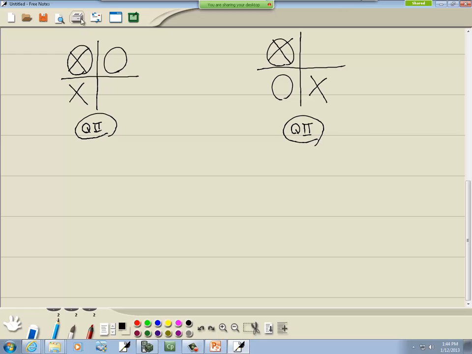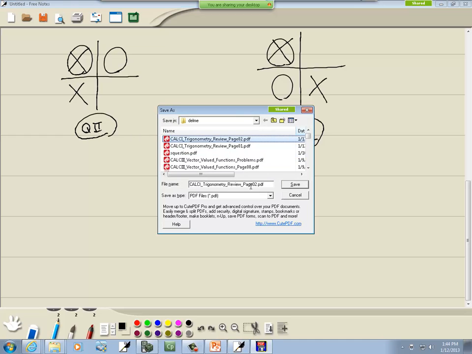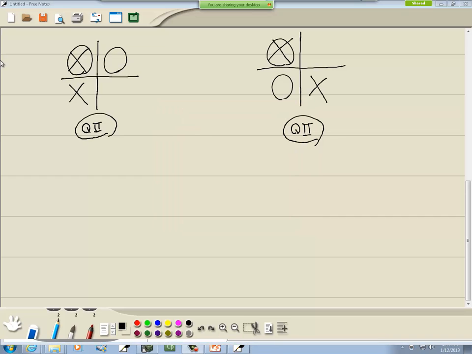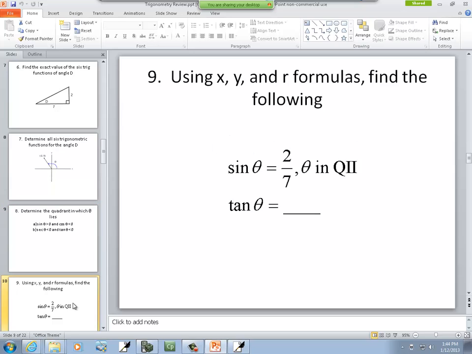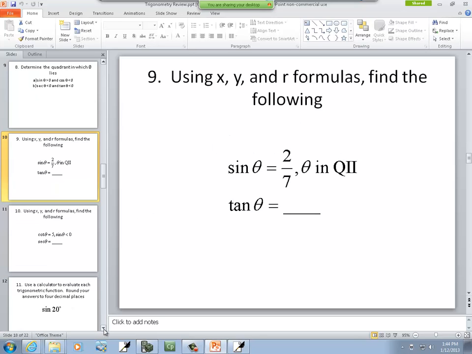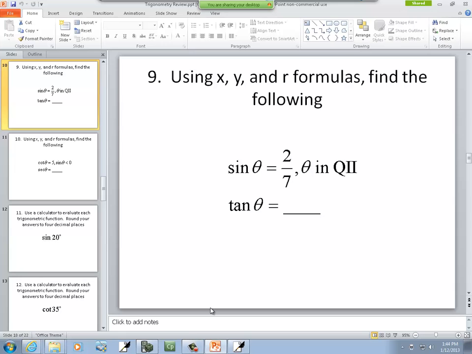And let me save that now. I'm not sure if I have room for the next problem on this. There we go. Okay, let's take a look at this one.